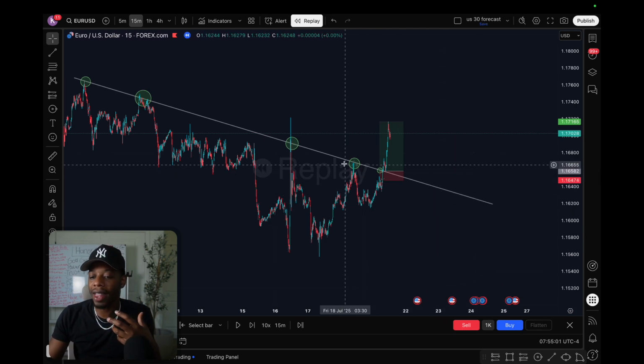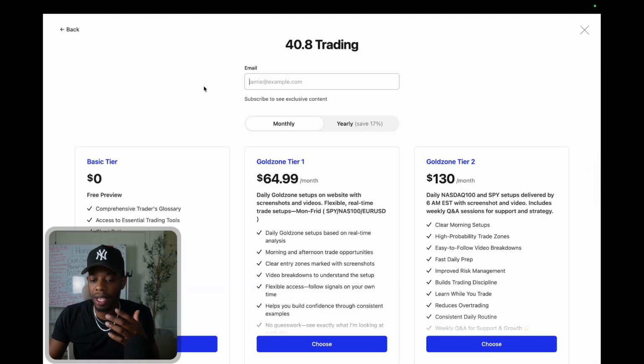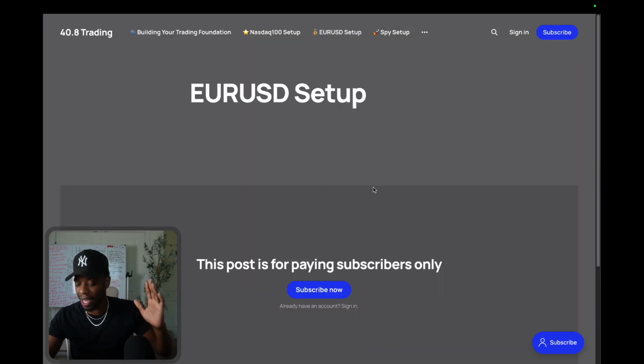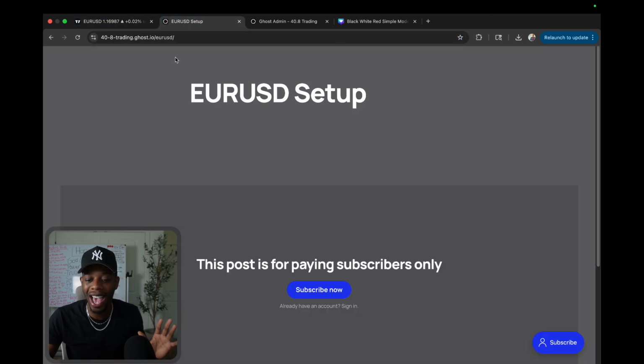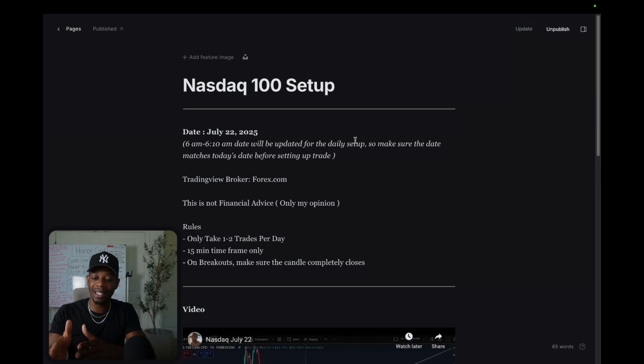The way that I call these setups is simply this. So right now you cannot see, let's just go to EURUSD. Right now you cannot see the actual setup room because this is for paying customers, but I'm going to give you a little sneak peek on the inside of what it actually looks like. So it will look like this. Now this is NASDAQ that I'm talking about right now.